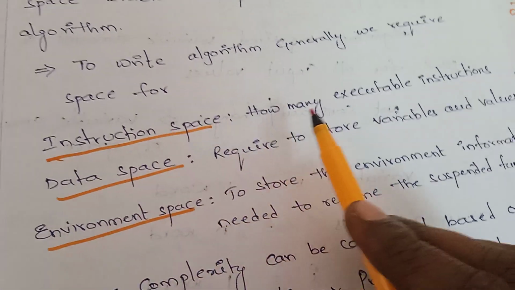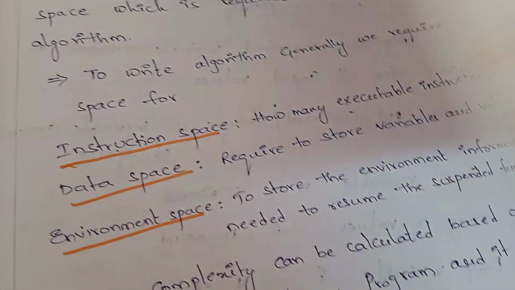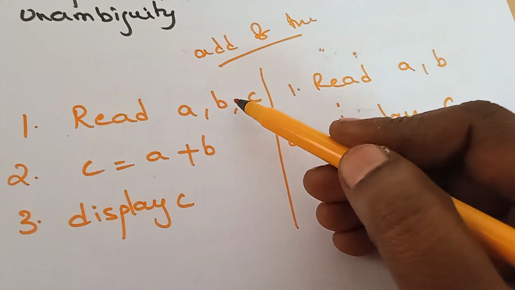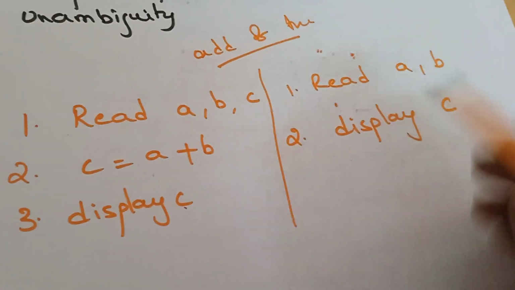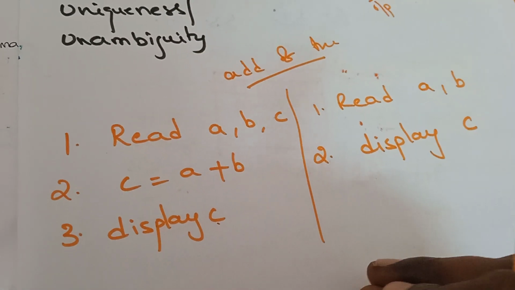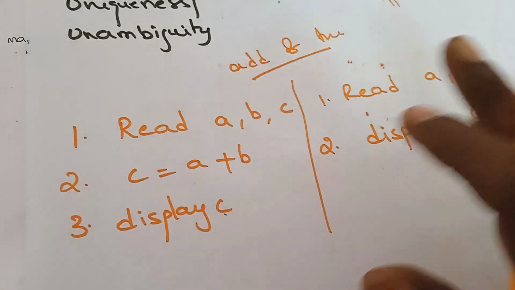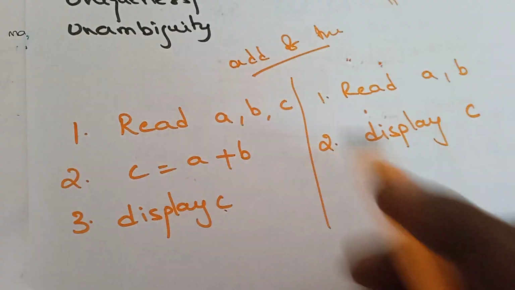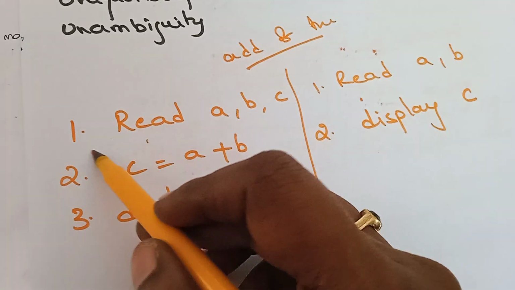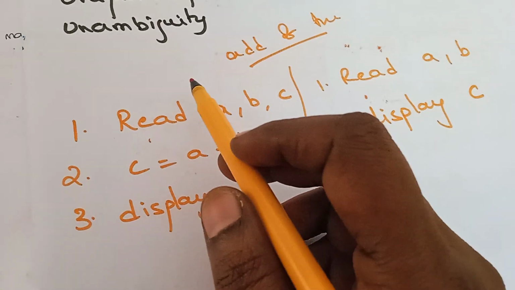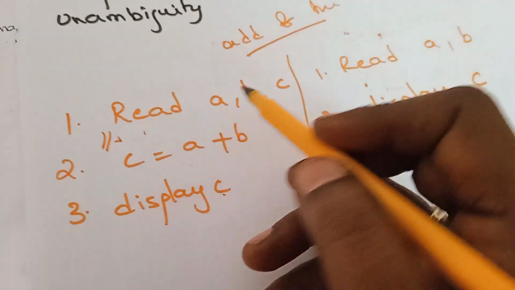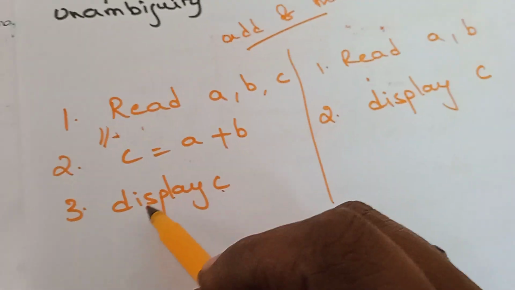What is instruction space? How many executable instructions, that is instruction space. So how many executable instructions are here? 1, 2, 3, and here 1, 2. And no comment line will be considered as an executable instruction. Let us suppose I wrote here 3 lines of code. Now I wanted to add one more line here which is a non-executable statement, and it is a comment line. So in the comment line I'll write: read the above values, or perform the below function, print the result.